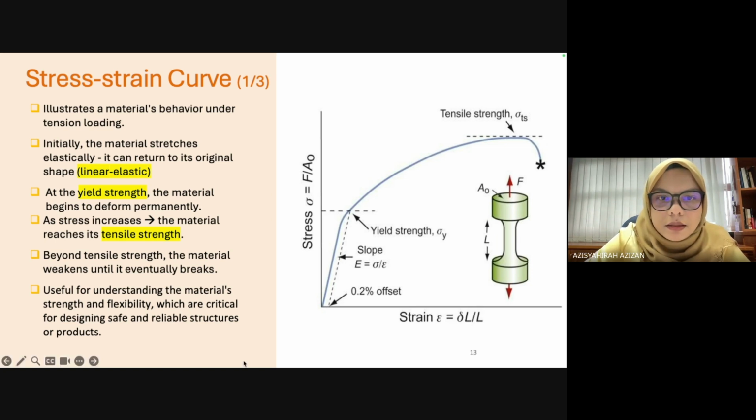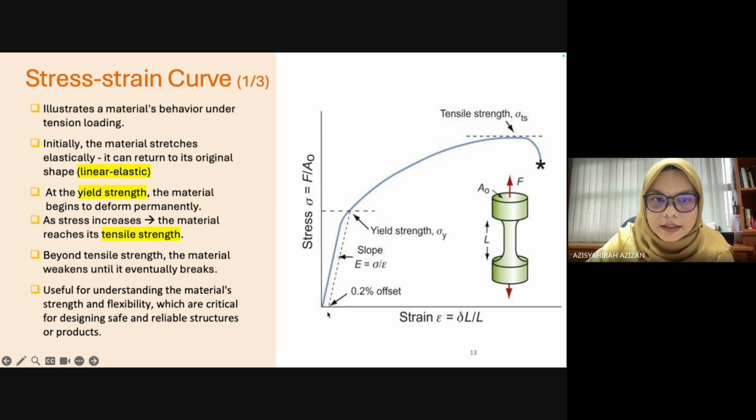Then if we go along this line, we find a point where the curve starts to bend. After the straight line, the curve starts to bend. This point is called the yield point. At this yield point, we have the yield strength. This yield strength is the stress at which the material begins to deform permanently.